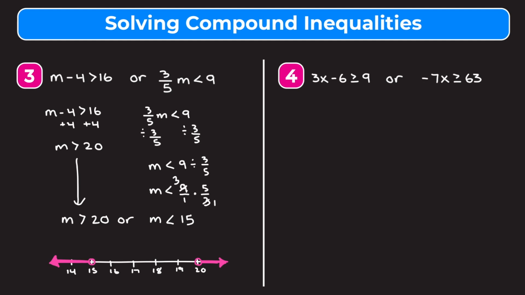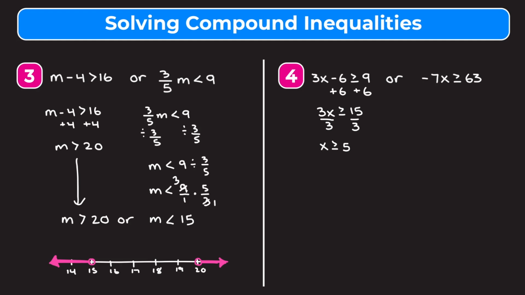We need to get the x by itself, so we're going to start by adding 6 to both sides of our inequality. On the left, we're left with 3x is greater than or equal to, and on the right, 9 plus 6 is 15. And now divide both sides of our inequality by 3. On the left, we're left with an x is greater than or equal to. On the right, 15 over 3 is 5. Now we're going to solve the right inequality.